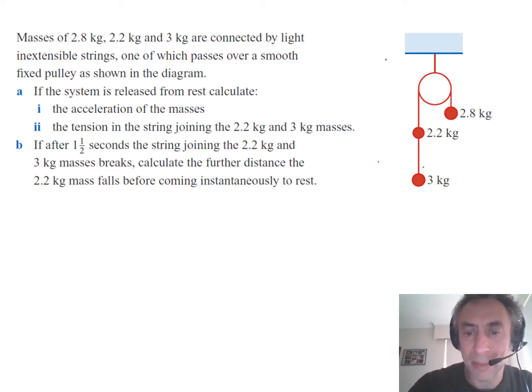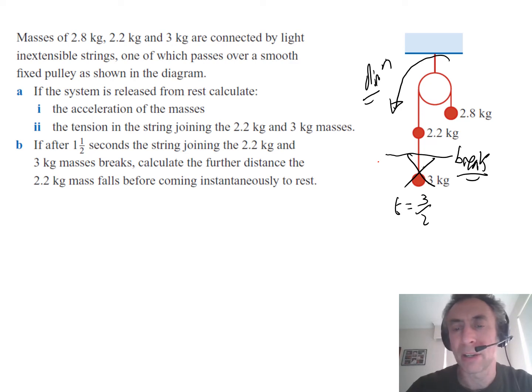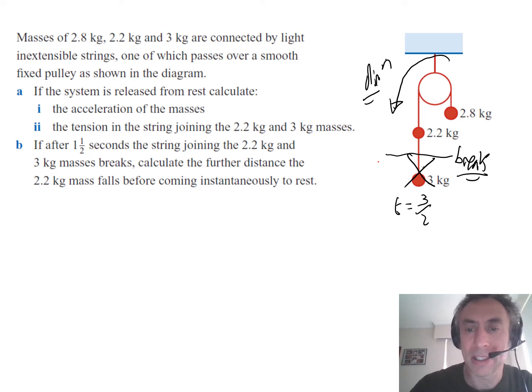All right, so the string has broken. Okay, the system started at rest, and after 1.5 seconds it was allowed to fall, and then a break occurred. Okay, so that's the situation. So it's continuing to move in the original direction of motion, but then it's going to experience a deceleration. Why will it experience a deceleration? Because 2.8 kilos is greater than 2 kilos, and it will start to slow, stop, and then move in the opposite direction. But what we're after is how far it does fall before it comes to a rest.